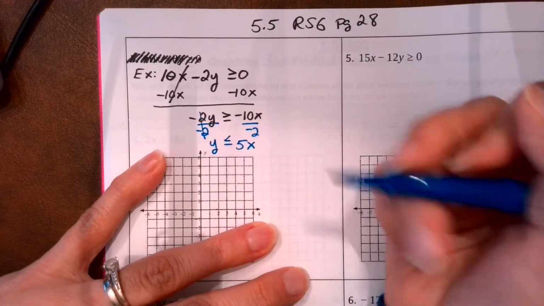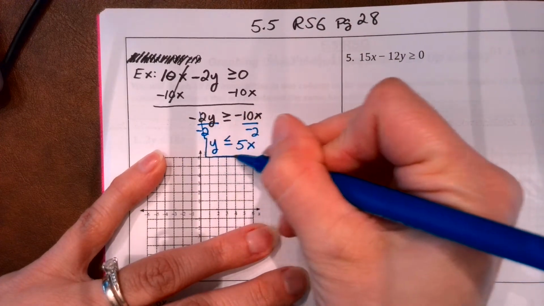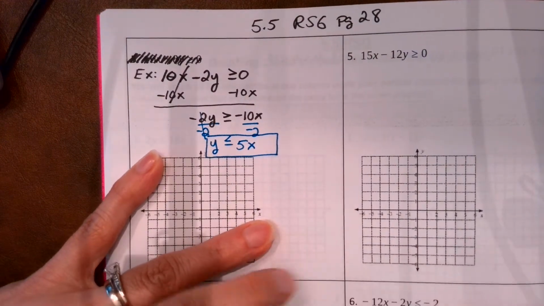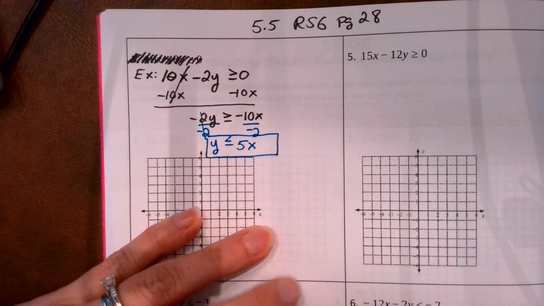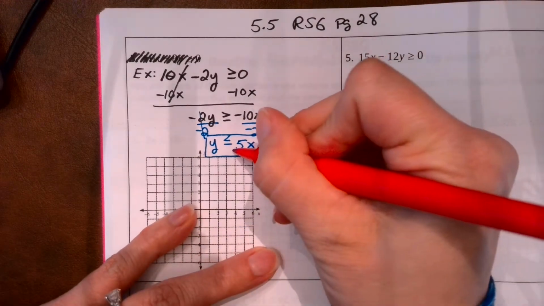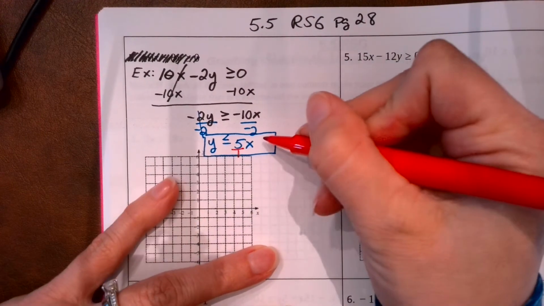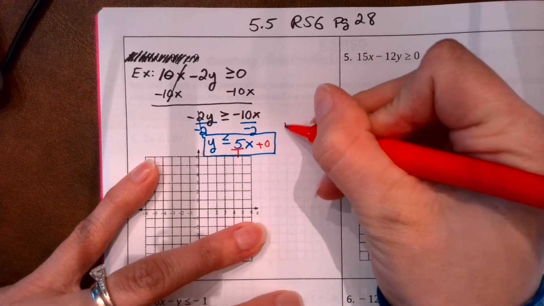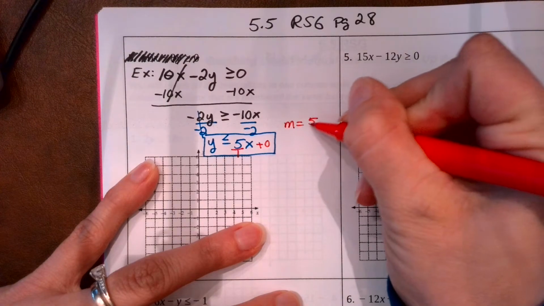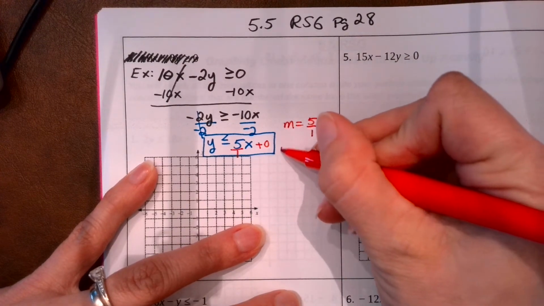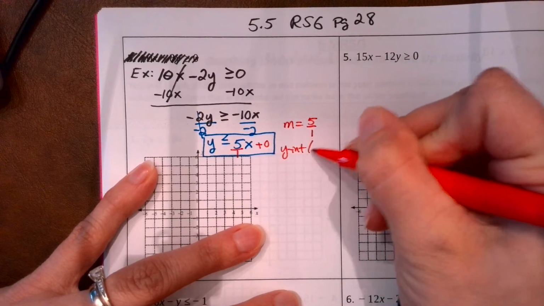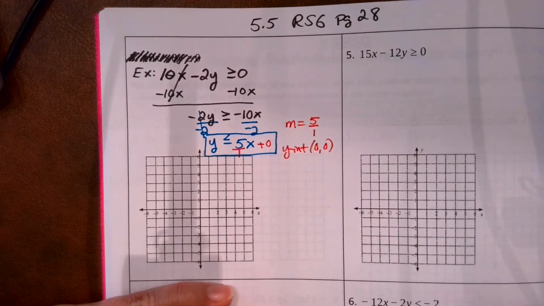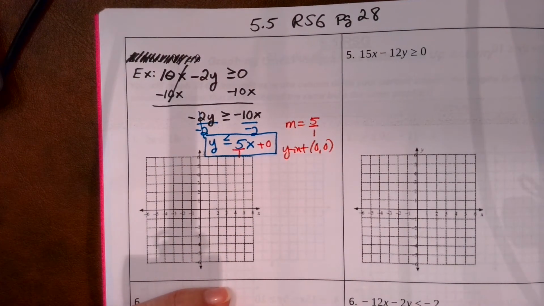Okay, so this equation is in slope-intercept form. Sometimes it helps people to see some other things. So the slope is 5 over 1. And then the y-intercept is actually 0 here. There's nothing there. So the slope is 5 over 1, and the y-intercept is 0, 0. Okay? So the first thing you do is you get your equation in slope-intercept form.